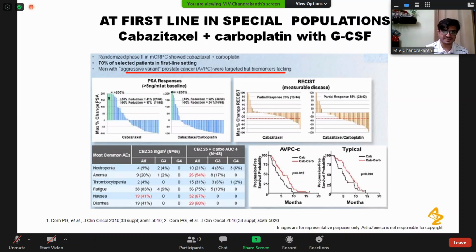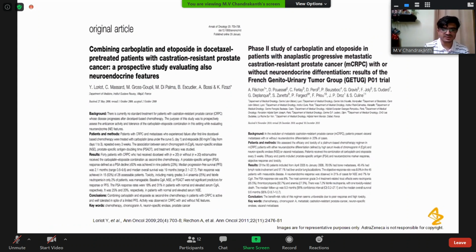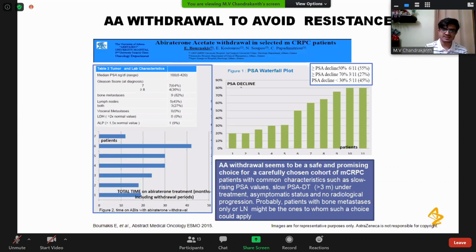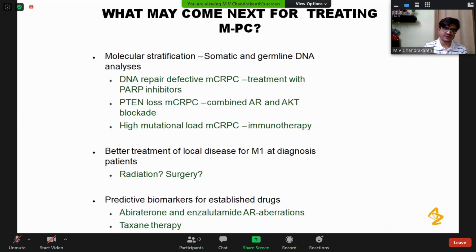Again, carboplatin plus cabazitaxel with GCSF was also used. That also showed benefit. So basically, in an aggressive variant or an anaplastic variant, we can use platinum. In the neuroendocrine variety, we always had a thought that we should use platinum. However, these two trials have said that they are quite toxic and the responses are modest. So there is another data coming up. If there is abiraterone resistance, we can change the prednisolone backbone to a dexamethasone backbone, or the other way is abiraterone withdrawal, which also reduces resistance. So these are the ways by which we can look into the DNA repair mechanism.